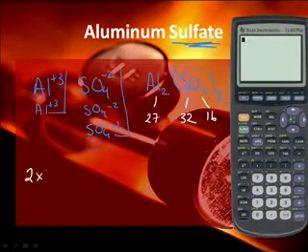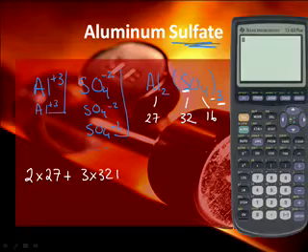2 of them. So it'd be 2 times 27 plus how many sulfurs? I see, 3 only applies to one. No, there's a 3 outside the parentheses. So that means everything inside of this is times 3. So 3 times 32 plus oxygen. Well, there's 3 times 4. That'd be 12, because it's 3 times whatever's in the parentheses. 12 times 16. And that would be your molar mass calculation.